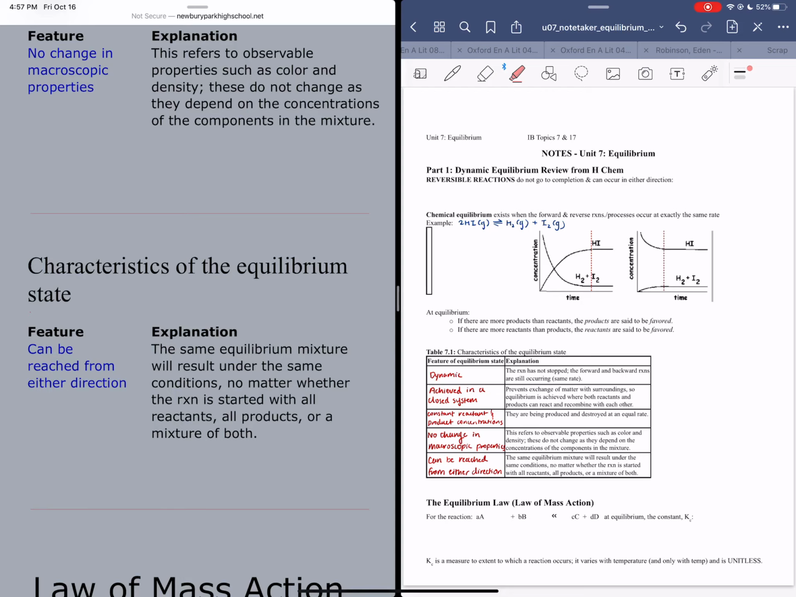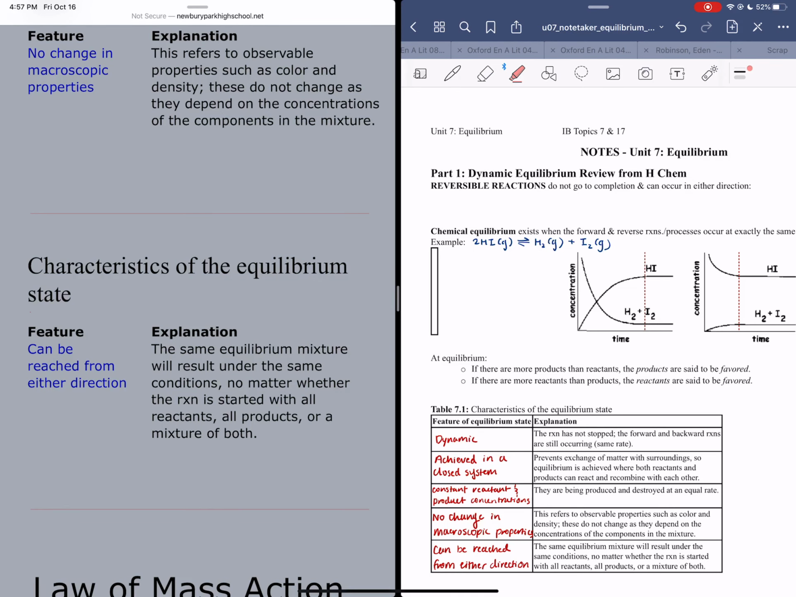So today we'll go over equilibrium, like from A to Z, so topic 7 and 17. And these are just the notes I guess my teacher uses, but I thought it would be good if I just went over this and explained it in a bit more detail, just so I know what to hit when I'm talking about this stuff. I'm going to start off with chemical equilibrium.